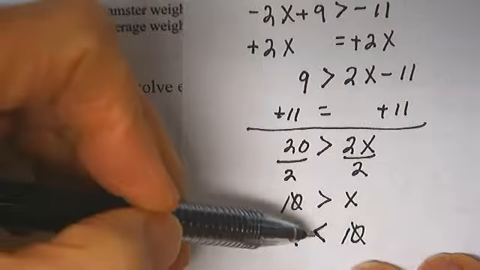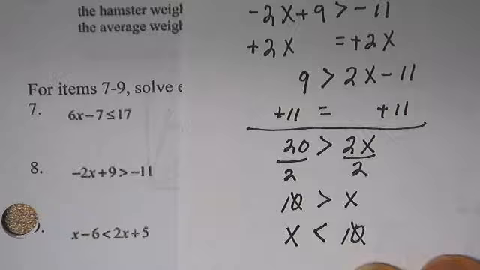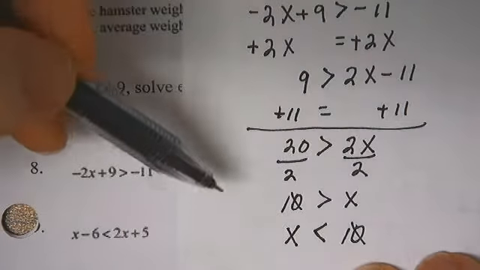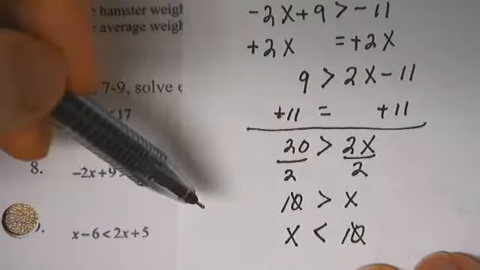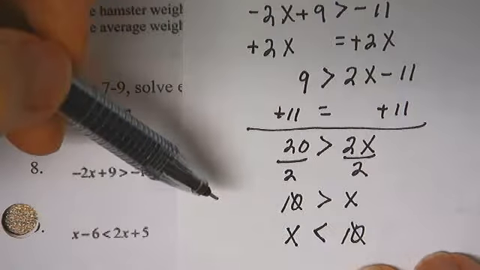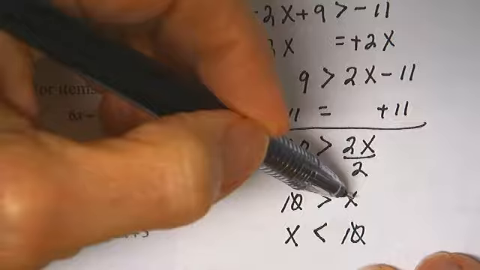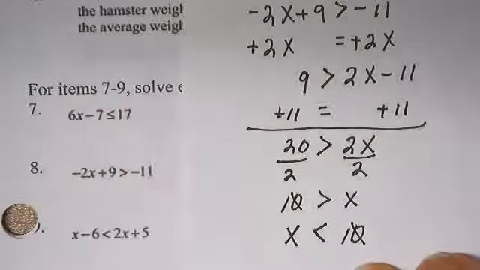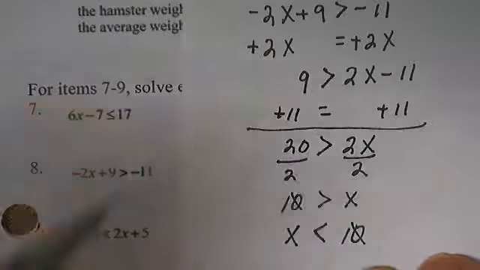Remember, we reverse the inequality sign 3 times: multiplying times negative 1, dividing by negative 1, or rewriting the expression and reversing the inequality.